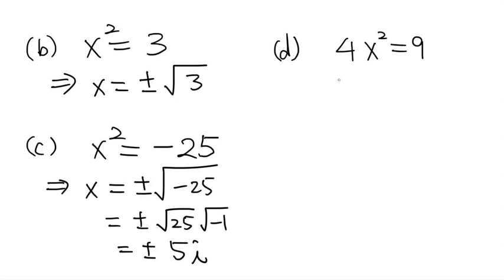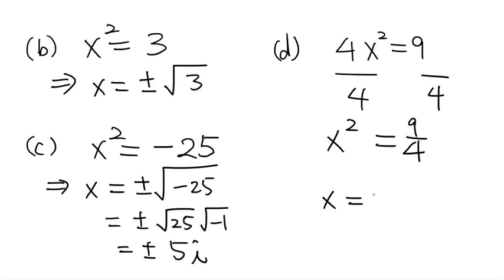Okay, now let's look at the next question. 4x squared equals 9. Before we apply the formula, we want to separate x squared. So we're going to divide both sides of the equation by 4. Then we're going to get x squared equals 9 over 4. Then apply the formula. Then x is plus or minus square root of 9 over 4. And that's plus or minus square root of 9 is 3, square root of 4 is 2, so we have two solutions, positive and negative 3/2.